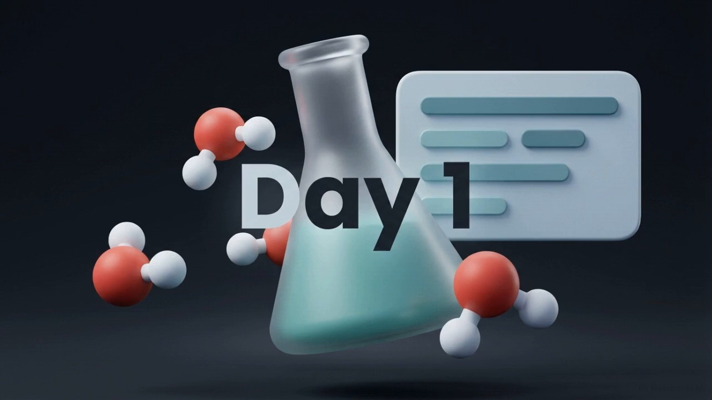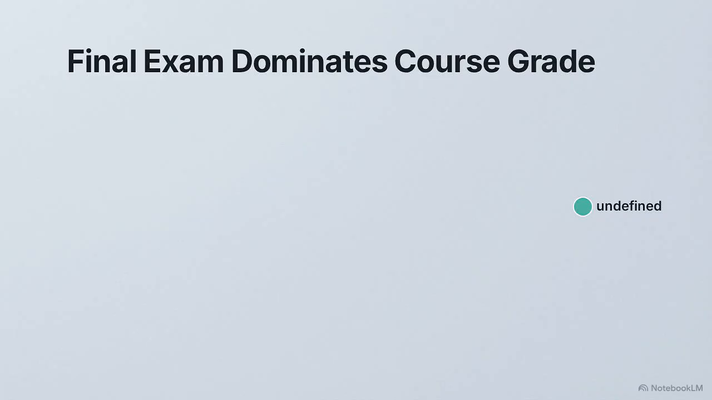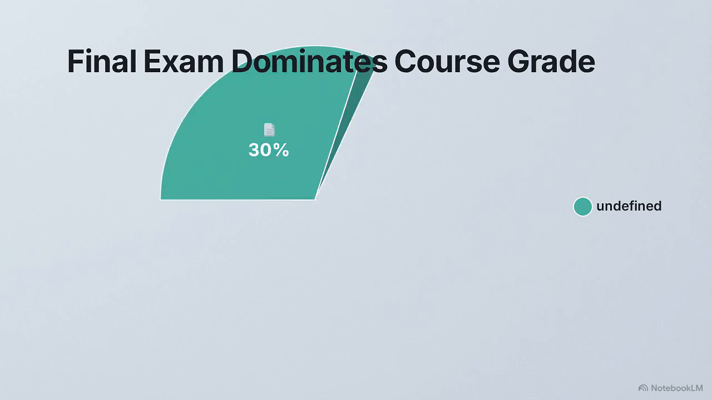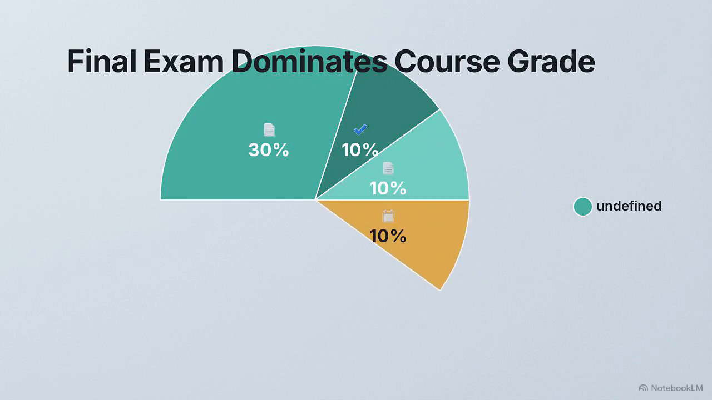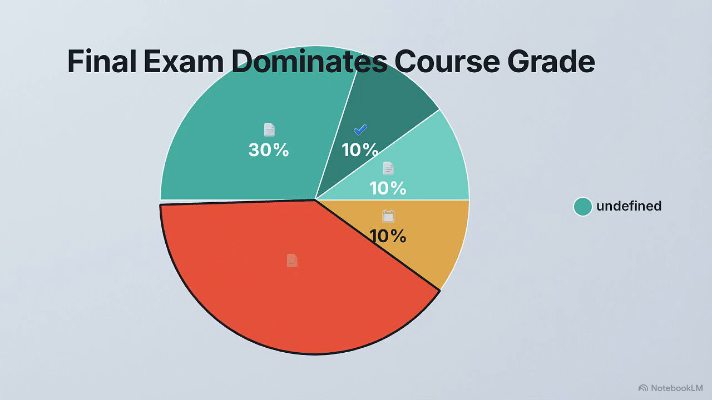Welcome to CHE 2101, Chemistry 1. To secure these 2 credits, you have to clear a very specific set of hurdles. Your final grade breaks down like this: 30% rides on the midterm, 10% on quizzes, 10% for assignments and presentations, 10% for simply showing up, and the final 40% comes down to the final exam.